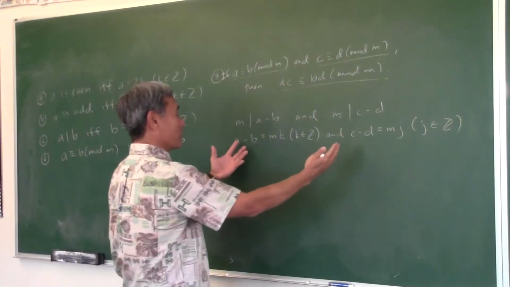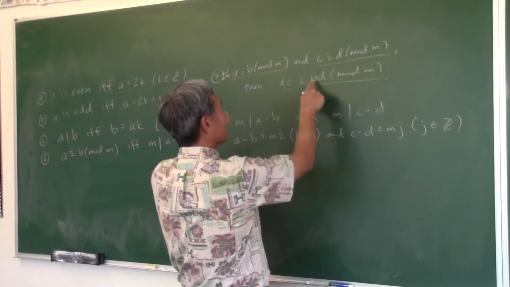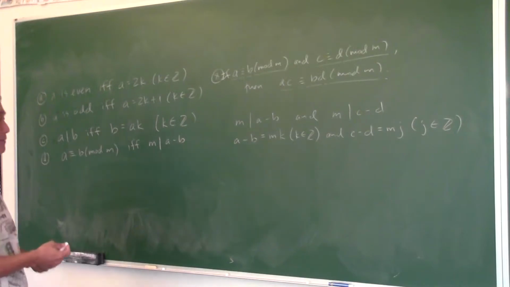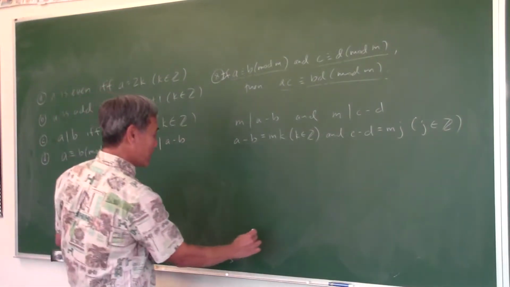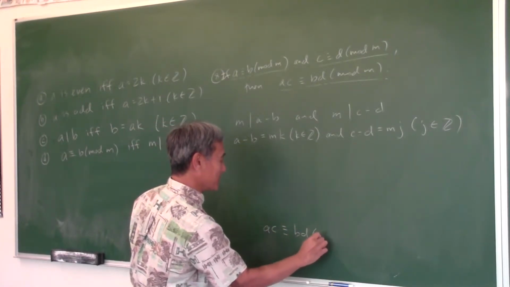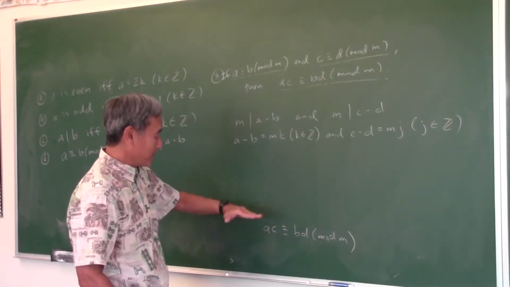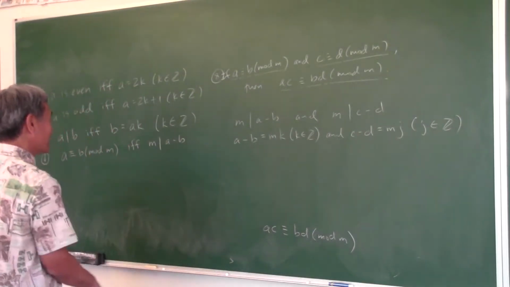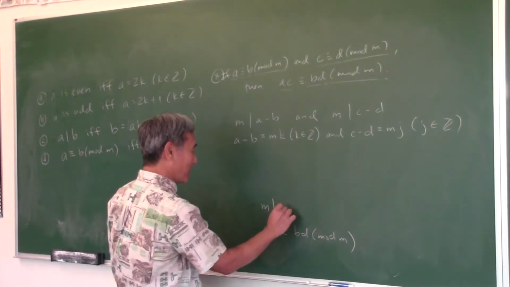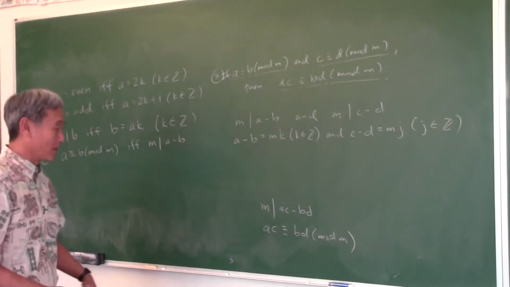Okay, so now what you want to do is use these two things to show that AC will be congruent to B times D modulo M. Now at this point, if you're having a difficult time with proofs, what you can do is work backwards. So ultimately, we want to prove that A times C will be congruent to B times D modulo M. So if we want to prove that, what has to be the step right before this? Well, what's the definition of that? That means M would have to be a factor of AC minus BD, correct? Since that's the definition, that would have to be the step right before it.